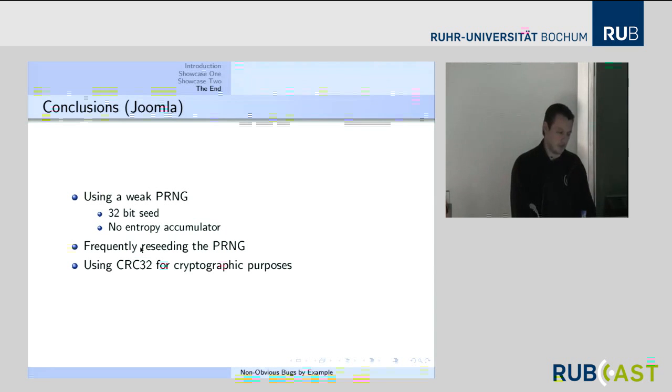And on the top of this, they use CRC32 for cryptographic purposes. And that's when you generate a seed for a random number generator, that's a cryptographic purpose, believe me. And using CRC32 for such a purpose, obviously without knowing what it actually does, is also not best practice.